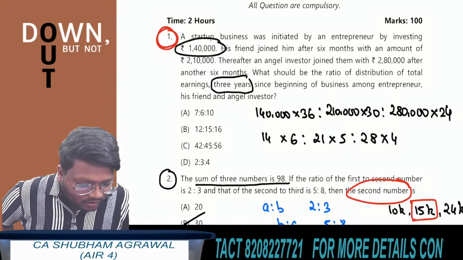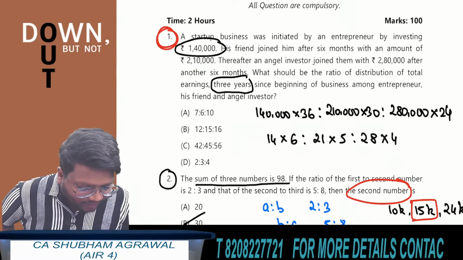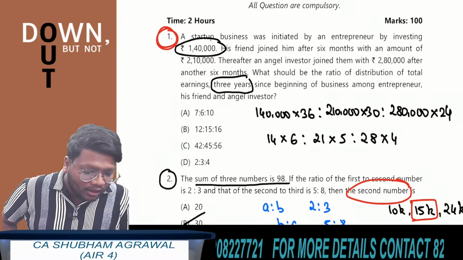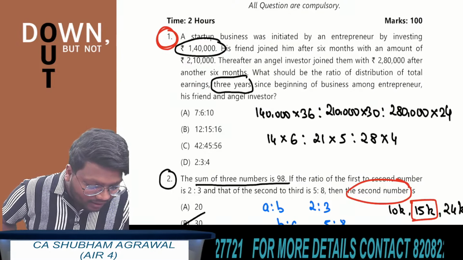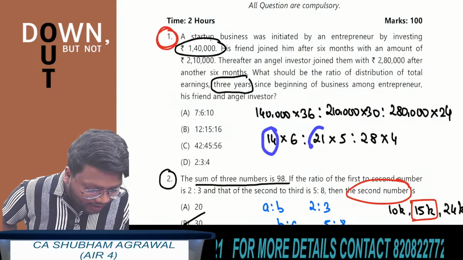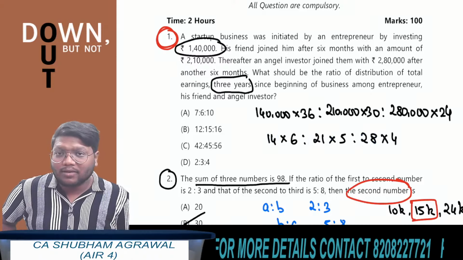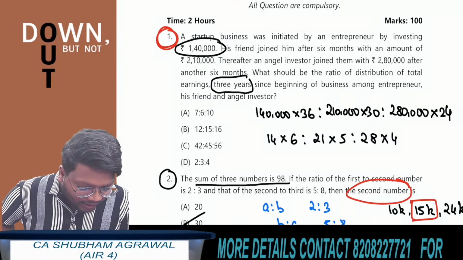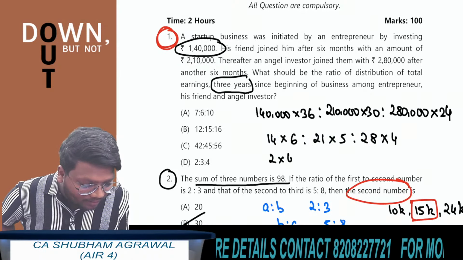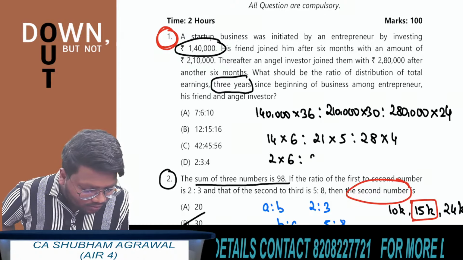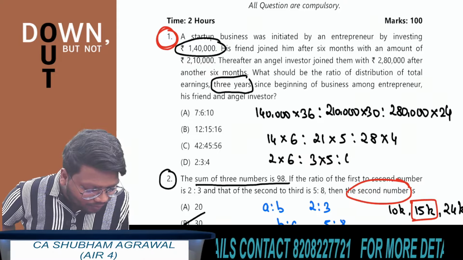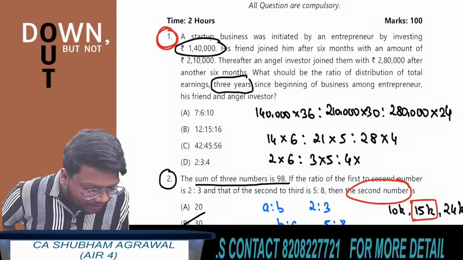Okay, now see what we are getting. 14 multiplied by 6, then 21 multiplied by 5 and 28 multiplied by 4. Again you can see here that 14, 21 and 28 — these three numbers are divisible by 7. So what you can write? 7 multiplied by 2 is 14. So 2 multiplied by 6 is to 3 multiplied by 5 is to 4 multiplied by 4.